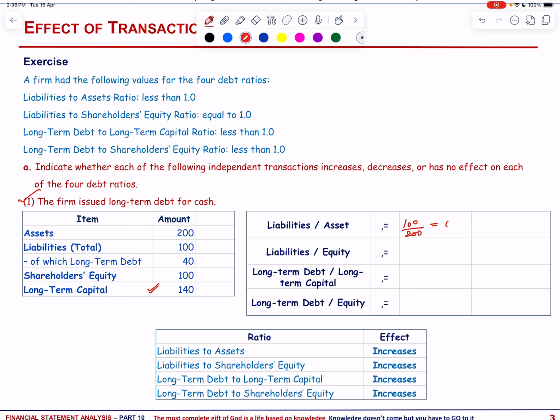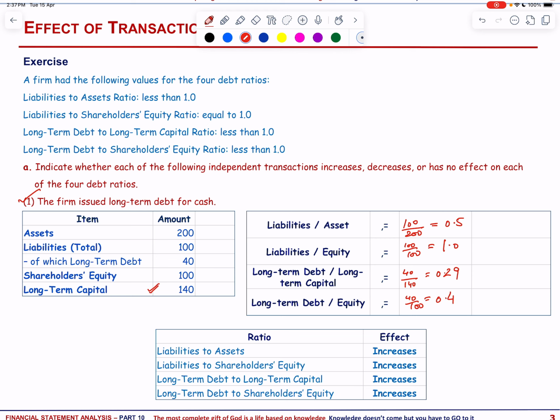So this is equal to 0.5. The liabilities to equity is 100 over 100, so that is equal to 1. Then long-term debt to long-term capital is equal to 40 divided by 140, and that is equal to say 0.29. And then the long-term debt to equity is 40 over 100, and this is equal to 0.4.